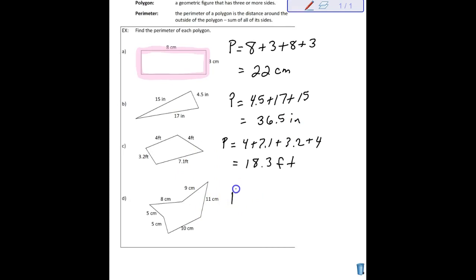Okay, let's take a look at this last figure. It's kind of funny shaped, but we can do it. So let's go down from here. That's 11 plus 10 plus 5 and another 5. So plus 5 plus 5 plus 8 along here, and then plus 9, and that's my last side. Okay, add it all together, and what do you get? That's right, you get a total of 48, and what are my units? Don't forget them, they're very important.